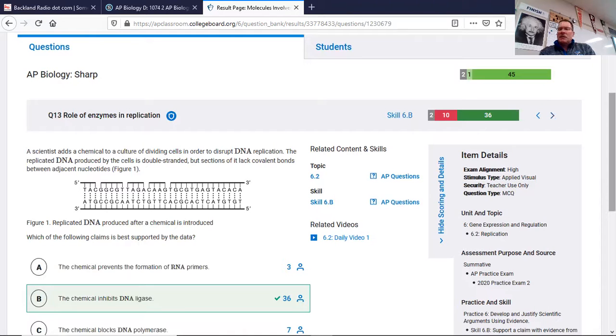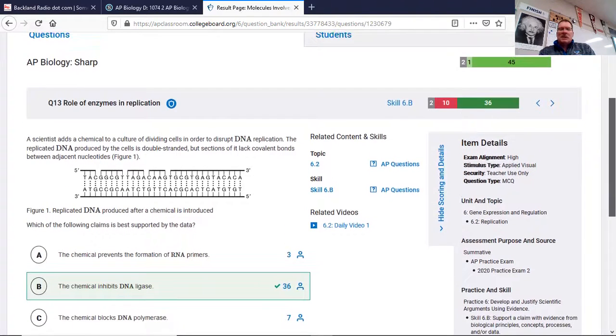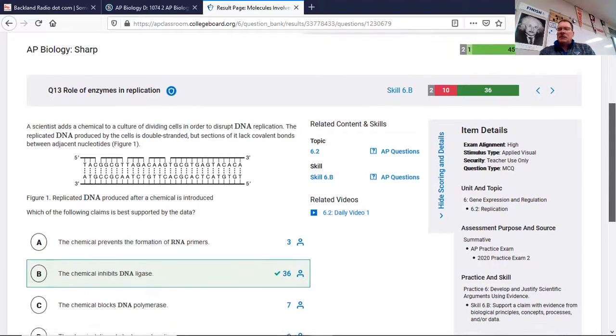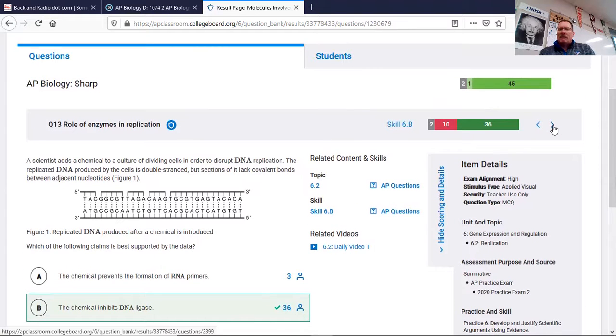And again, this one was a little bit of a struggle, and it was just misunderstanding enzymes. You have a missing backbone, everything is placed, so that's a DNA ligase, not a DNA polymerase. It just didn't knit together.